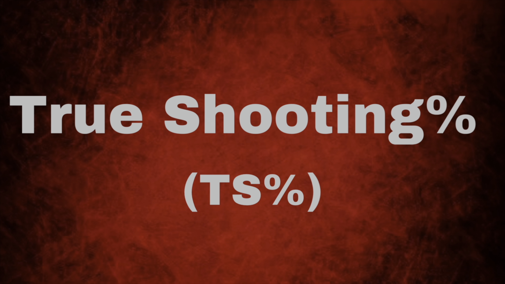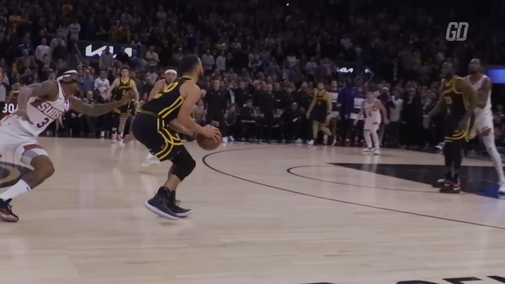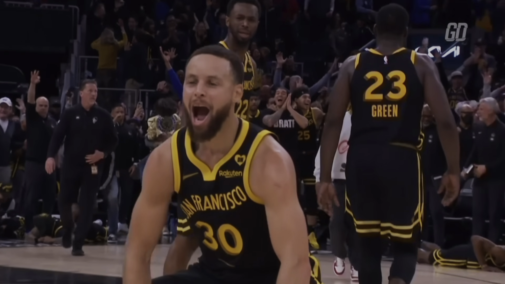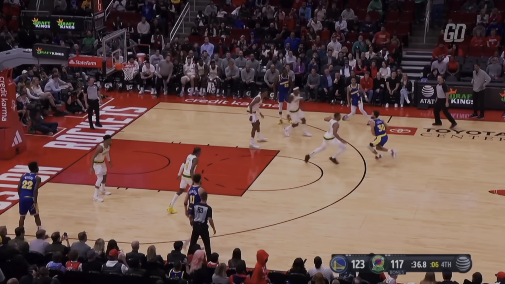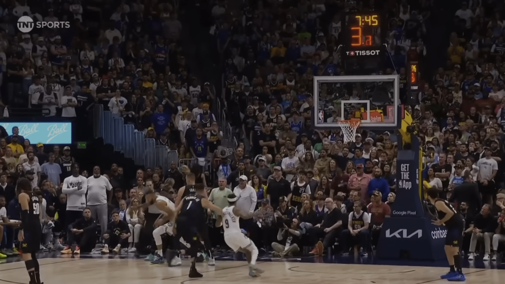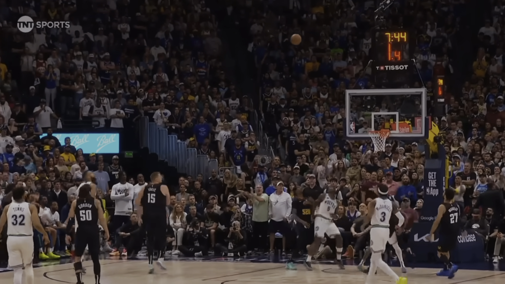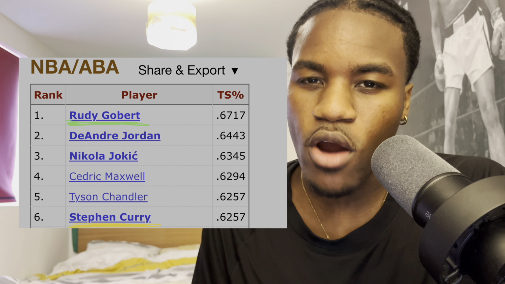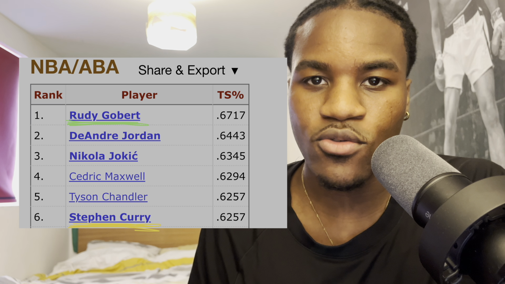Then we have the true shooting percentage. This takes into account all field goals taken and accounts for the difficulty of each shot. A layup is much easier to make compared to a free throw, giving you an accurate picture of a player's ability to actually score. But what if I told you Rudy Gobert has the best true shooting percentage of all time, sitting at 67%, with Steph Curry at 6th place with 63%.